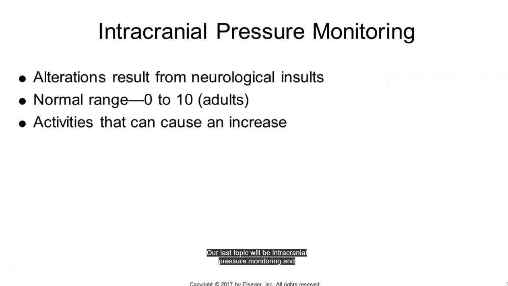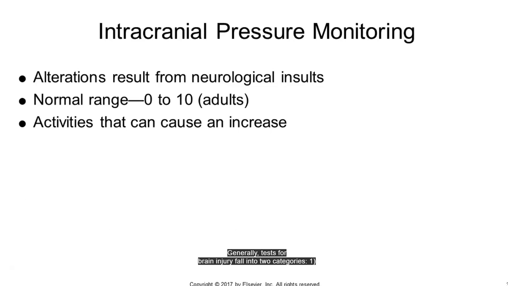Our last topic will be intracranial pressure monitoring and its use in assessing low cerebral perfusion pressures. We will also briefly discuss other diagnostic tests we may see with a brain-injured patient. The causes of brain injury include trauma, hypoxic and anoxic injury, aneurysms, hemorrhages, cerebral tumors, or brain surgery. Generally, tests for brain injury fall into two categories.